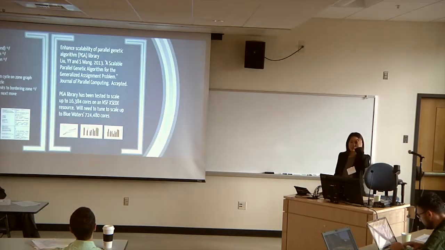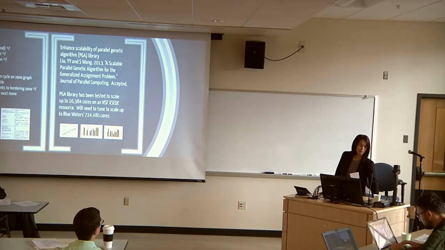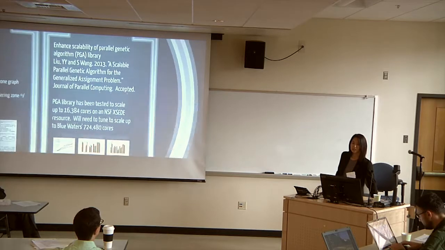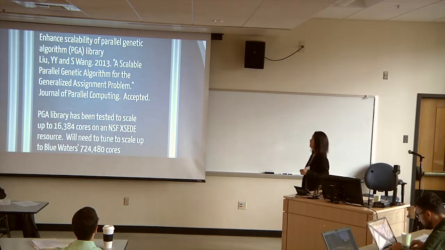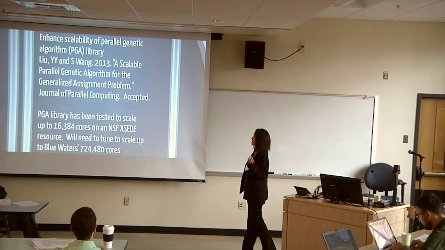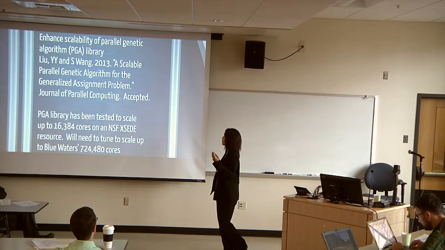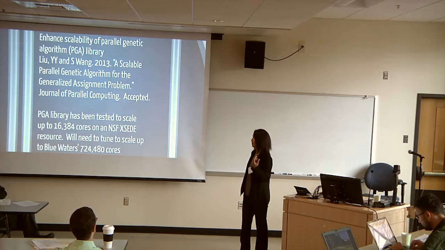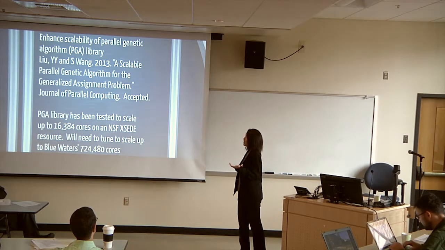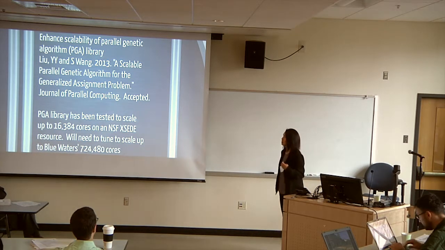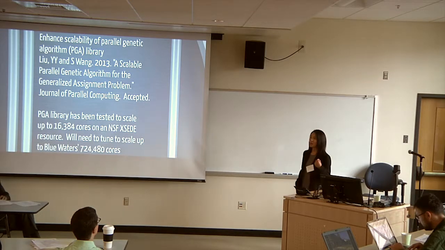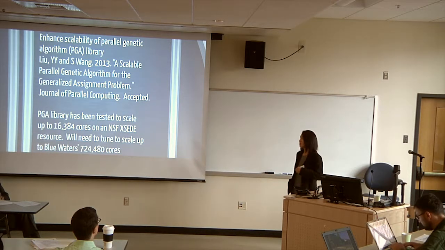Xiaowen and Yan have been working on a parallel genetic algorithm, and the idea is, how do you communicate between the different processes? And so they've developed this asynchronous migration strategy between the different processes. They've tested this and gotten it to scale up to 16,000 cores. And we recently got a grant to run this on Blue Waters, which has 40 times more cores.